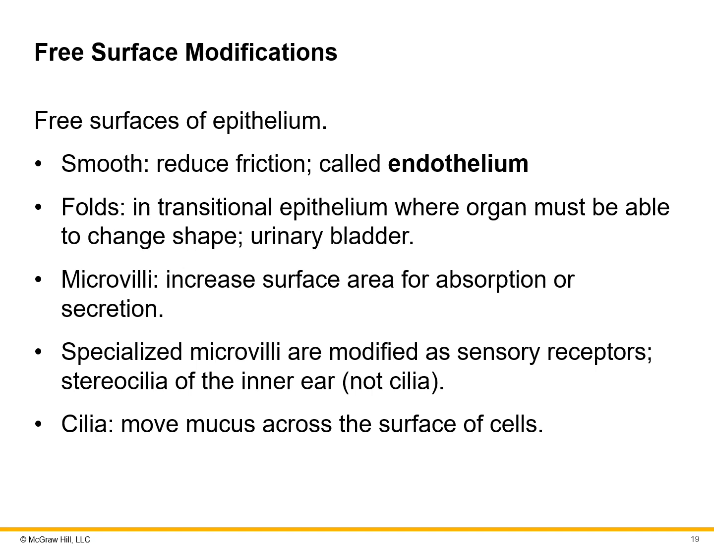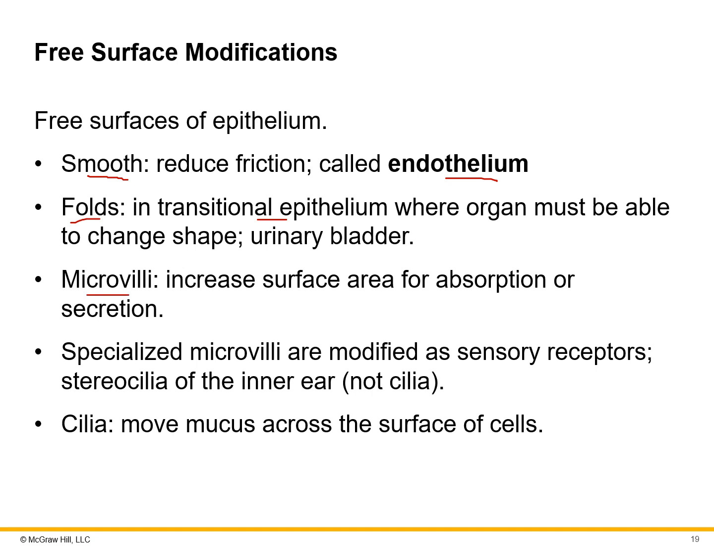All right, so now some of the free surface modifications that can happen. So what they actually look like. So they can be smooth. This is called endothelium. It can be folded. So especially in the transitional epithelium, again, we're changing shape based on that stretching. So it can have folds that are there.